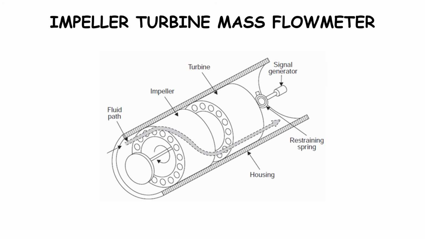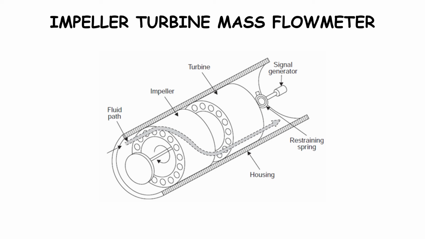The next type of mass flow meter is the impeller turbine mass flow meter, and this uses two rotating elements in the fluid stream, an impeller and a turbine. Both the elements contain channels through which the fluid flows. The impeller is driven at a constant speed by a synchronous motor through a magnetic coupling and imparts an angular velocity to the fluid as it flows through the meter.